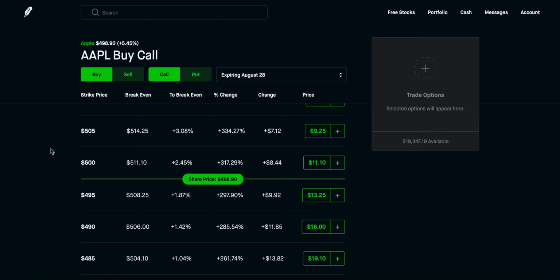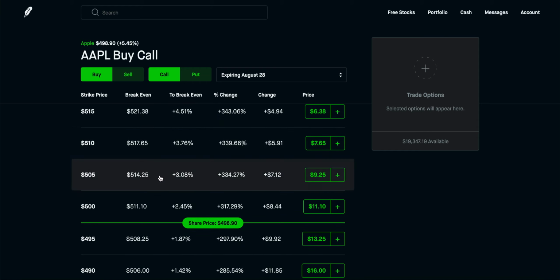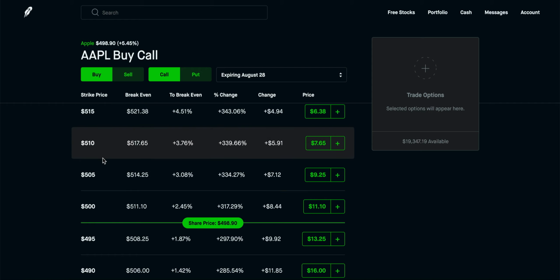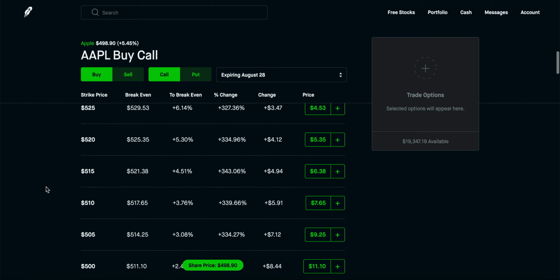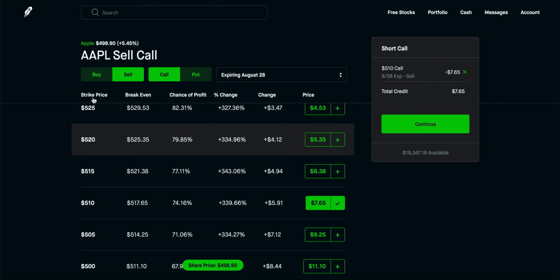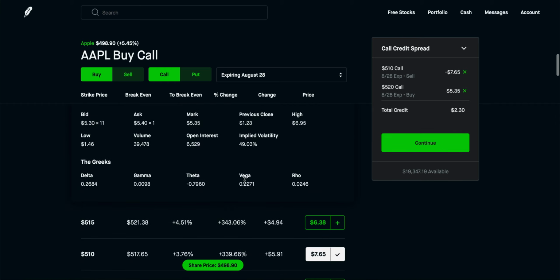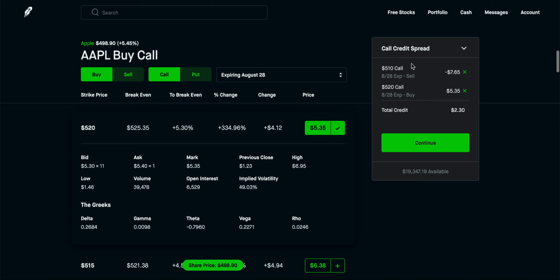So how do you do it? In a credit spread, instead of buying the lower call, you sell that one, and you buy the higher call. In this example, let's say I'm going to do 510 and 520 for Apple. So you sell the 510 call and you buy the higher strike, the 520 call. I sold the 510 call and bought the 520 call expiring 8/28. And what's your max profit? Your max profit is always whatever credit you get, right? So this is your total credit, 230.